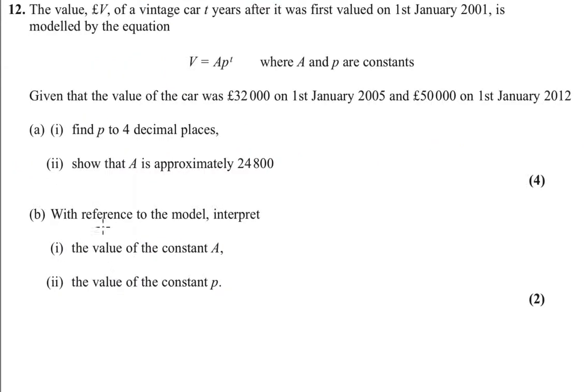Part 1, it wants us to interpret the value of A. A is the initial value of the car when t equals 0. So if we substituted t equals 0 into the equation, we'd get p to the power of 0, which is 1, times by this A value that we've worked out will give us the value of the car. So the value of the car on January the 1st, 2001 is what A represents. So the initial value, I would say, which is obviously in 2001.